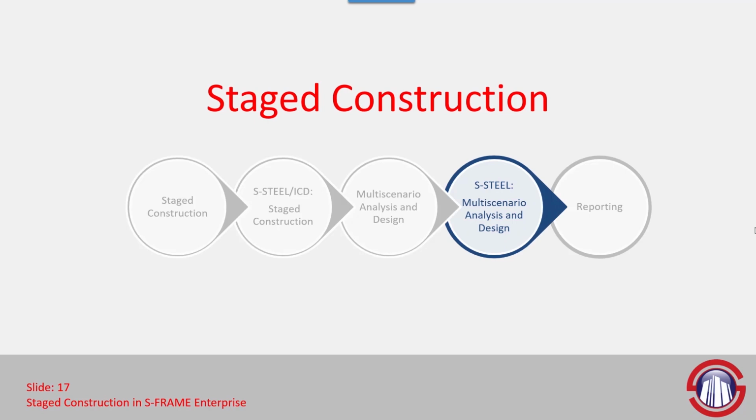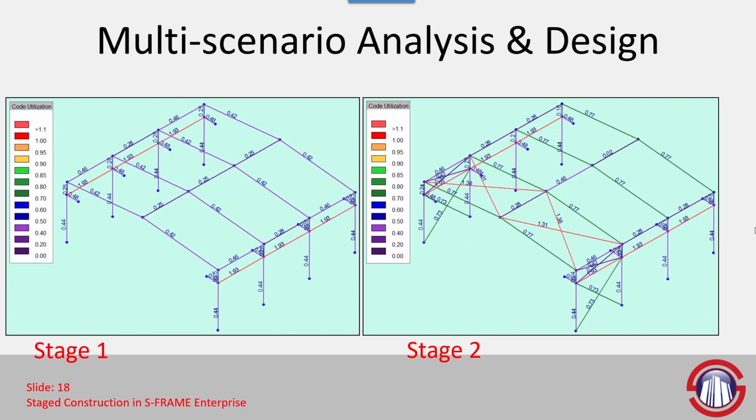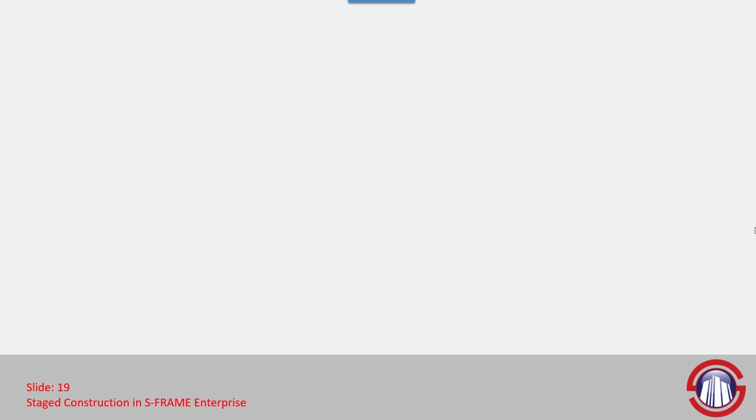Now let's proceed with the steel code check using STIL for the multi-scenario analysis and design method. As you can see from the images, the sections have different utilization ratios according to the load demands of each scenario. So let's get back to our model.